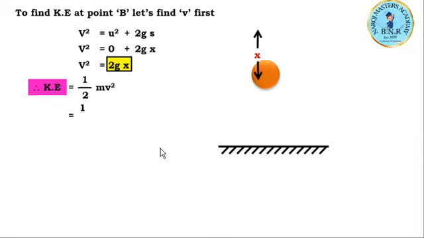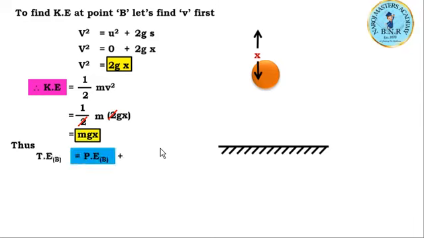Okay. So kinetic energy is equal to half mv square. You know the value of m; m is always m. V we have to find. V square is equal to 2gx. So half m into 2gx, the 2 gets cancelled. Kinetic energy is how much? Mgx. What about potential energy?